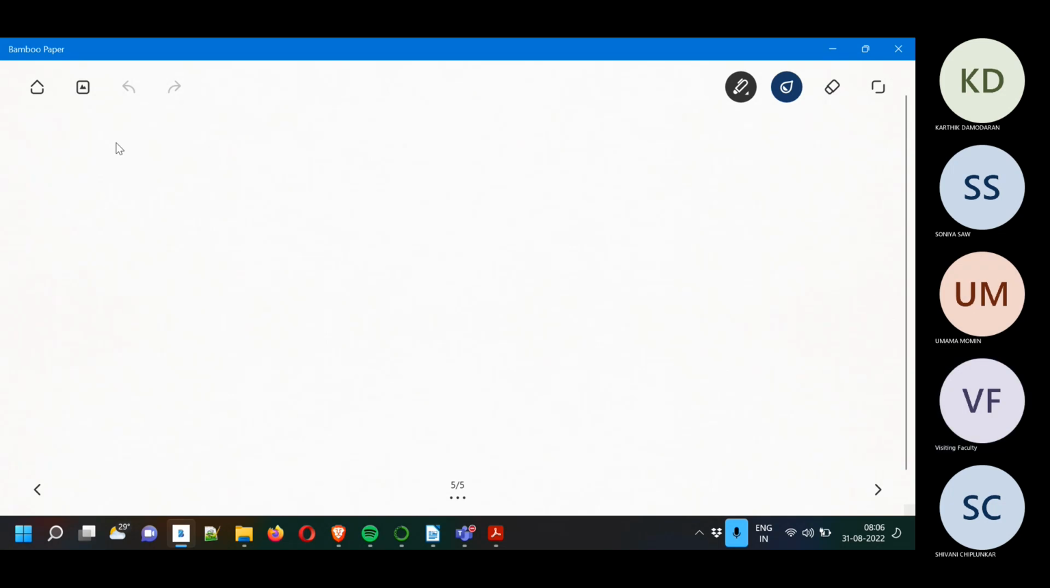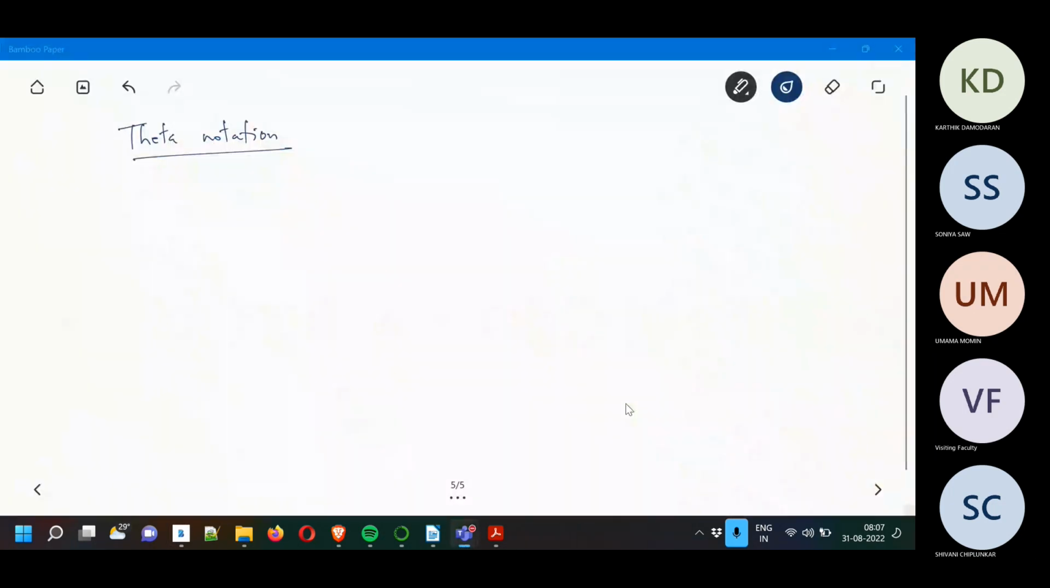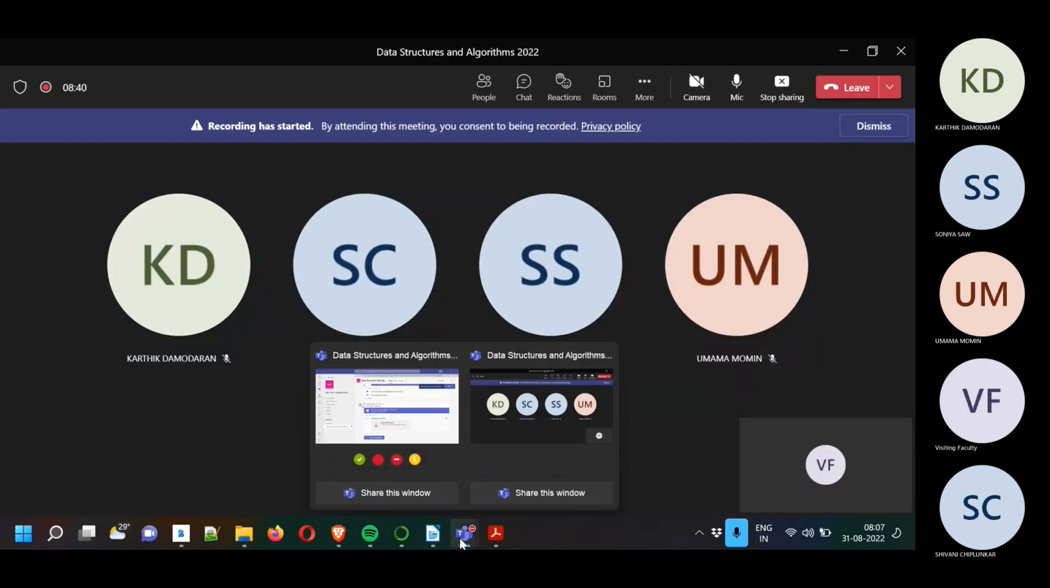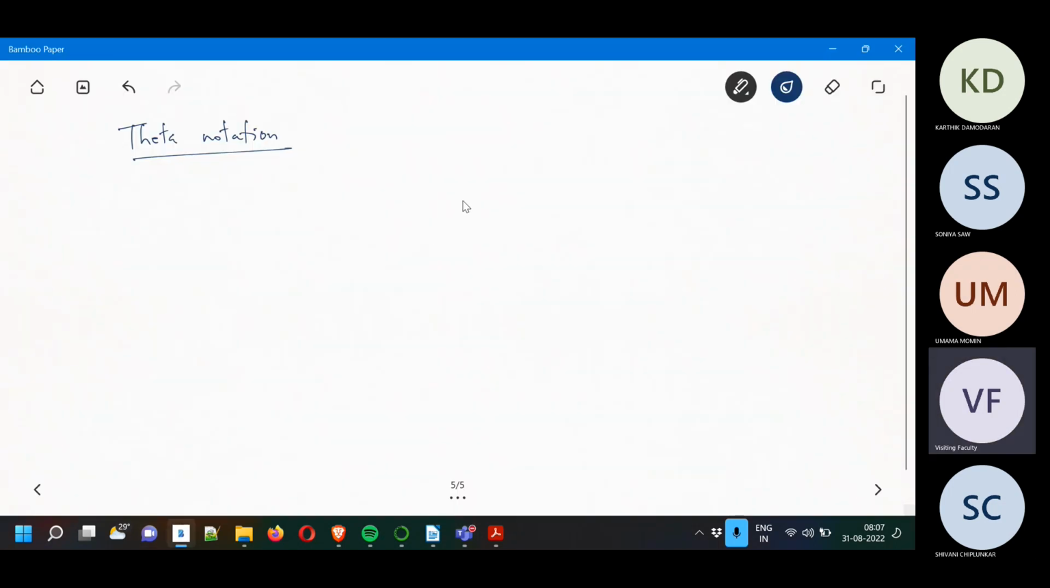Just continue what we were doing last time. Also introduce what is the theta notation. Okay. All the other functions and all remain the same. They are from positive integers to positive integers. All of that remains the same.